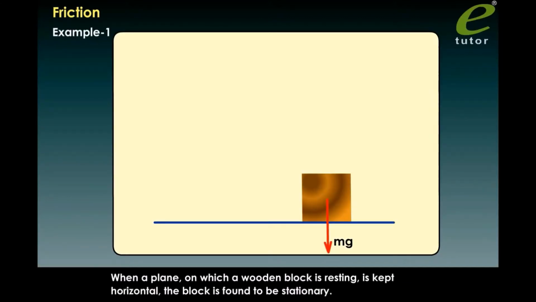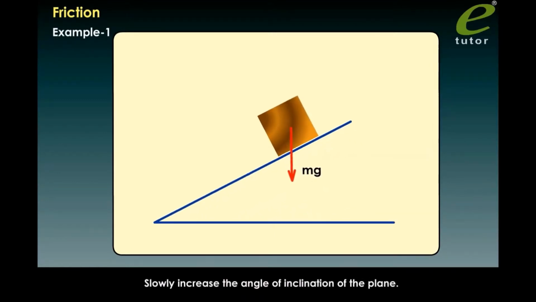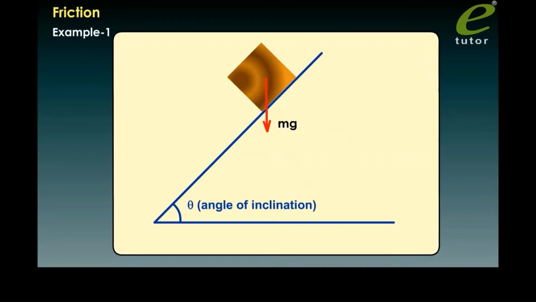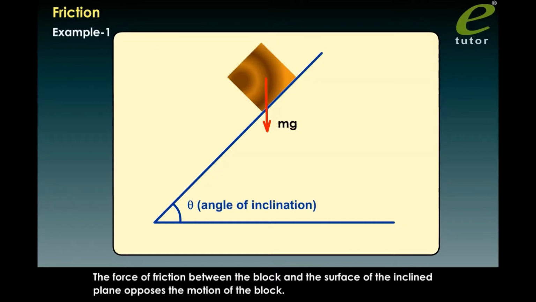Example 1. When a plane on which a wooden block is resting is kept horizontal, the block is found to be stationary. Slowly increase the angle of inclination of the plane. The block remains stationary up to a certain value of theta. The force of friction between the block and the surface of the inclined plane opposes the motion of the block.